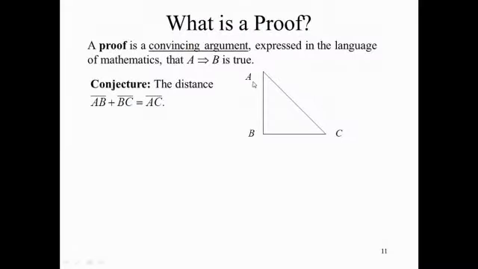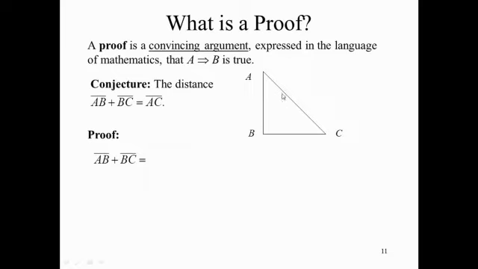We're going to have a little bit of fun. Here's a right triangle ABC, and what I'm going to try to prove to you is that the distance from A to B plus the distance from B to C is equal to the distance from A to C. Now that's what I'm going to try and prove. So you watch my proof and see if you are convinced. Ready? Here we go.